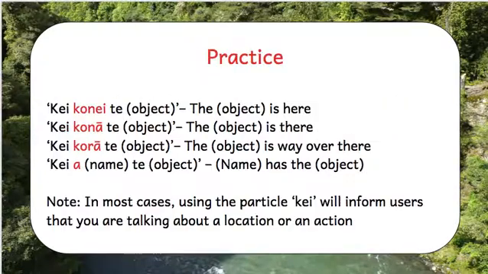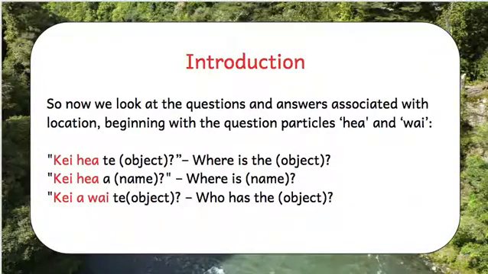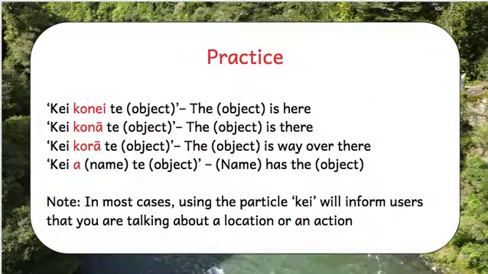So let's have a look at the answers that we can give to those questions. So if the question is, ke hia te puka puka, where is the book? Ke konei te puka puka, the book is here if it is by you. If they ask where the book is, ke hia te puka puka, ke kona te puka puka. The object is there, away from you somewhere.